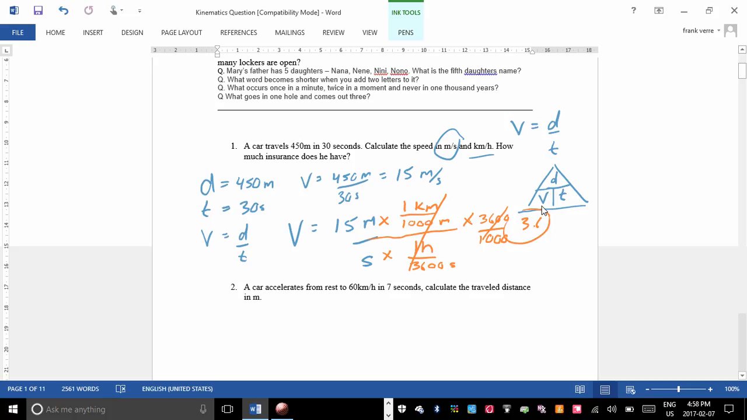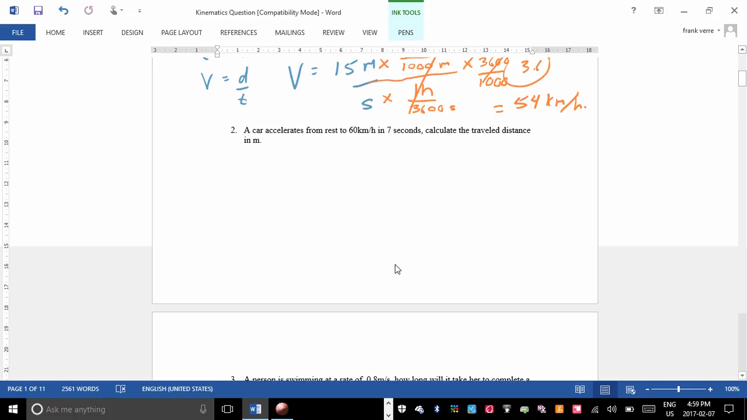So to go from meters per second to kilometers per hour, you have to multiply by 3.6. Conversely, if you want to go from kilometers per hour to meters per second, it's the opposite, in which case you would have to divide by 3.6. So then the answer becomes 15 times 3.6. That would be 15 times 3 is 45, and 0.6 of 15 is 9. So that's 54 kilometers per hour. Okay, so that's a very basic conversion that probably may come up quite often.